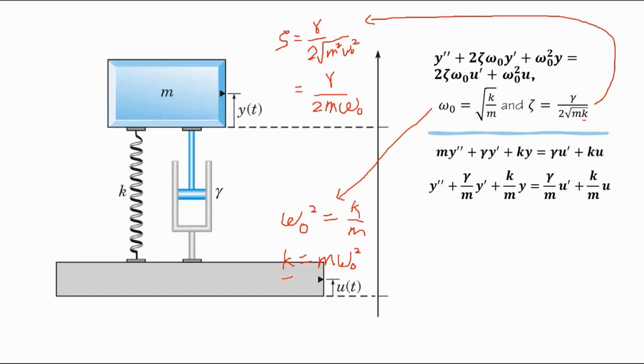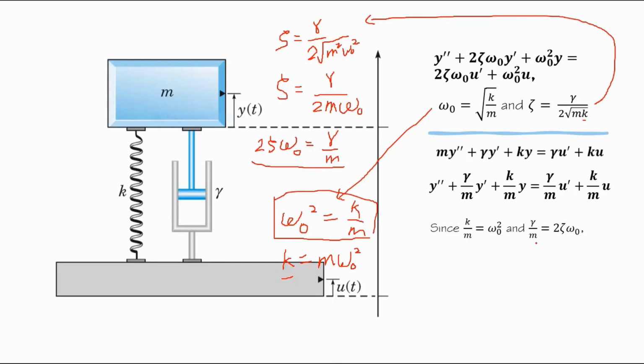And to isolate gamma over m, we just need to multiply both sides by 2 times omega naught. So this will be zeta times 2 times omega naught is equal to gamma over m. So we have this, and we also have this, gamma over m and k over m. Since k over m is omega naught squared as shown here, and gamma over m is 2 zeta omega naught as shown here, we can now do the substitutions here, here, here, and here, which gives this.